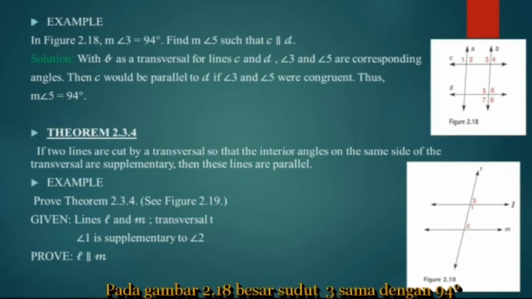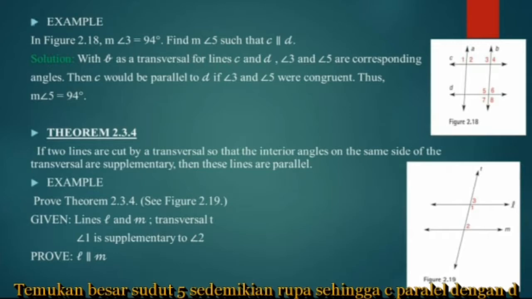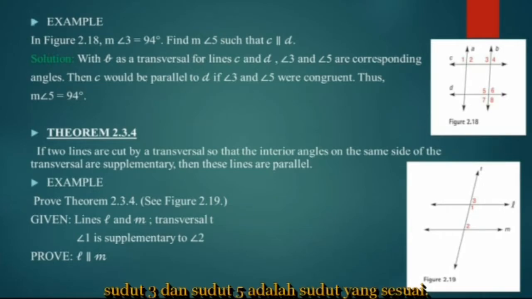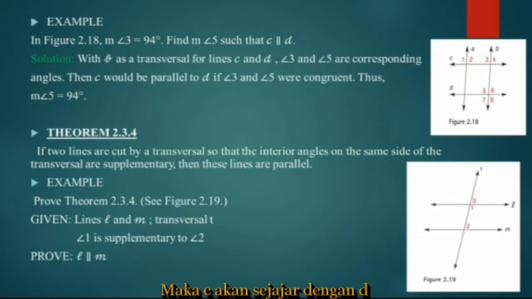Example: in figure 2.18, m angle 3 equals 94 degrees. Find m angle 5 such that C is parallel to D. Solution: with B as a transversal for lines C and D, angle 3 and angle 5 are corresponding angles. Then C would be parallel to D if angle 3 and angle 5 were congruent. Choose m angle 5 equals 94 degrees.